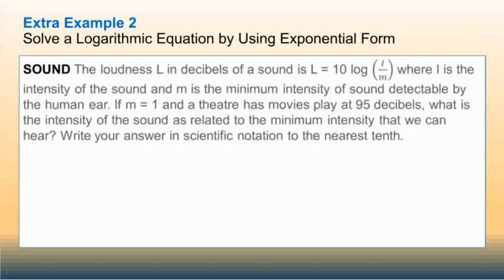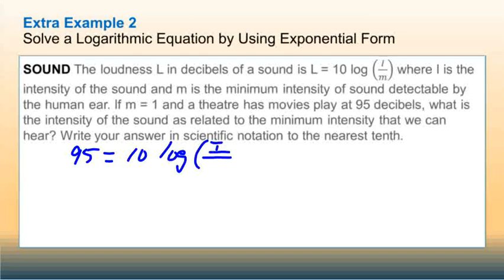Next, the loudness in decibels of a sound is L equals 10 times log of I divided by M, where I is the intensity of the sound and M is the minimum intensity of sound detectable by the human ear. If M equals 1 and a theater has movies playing at 95 decibels, what is the intensity of the sound as related to the minimum intensity that we can hear? Write your answer in scientific notation, to the nearest tenth. So the loudness is 95. So I'm going to put 95 in for L equals 10 times the log. We need to find the I, and they said the M was 1.